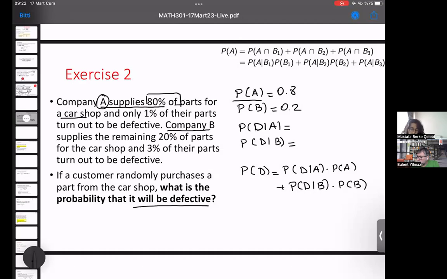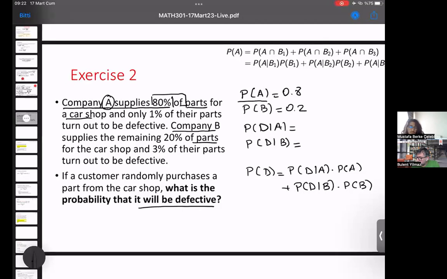The probability of obtaining a part from company A is 0.8, it's given here. The probability of obtaining a part from company B is 20%, 0.2. Okay, this is 80%, and this is 20%. What's the probability of obtaining a defective part when it is known that it's coming from company A?